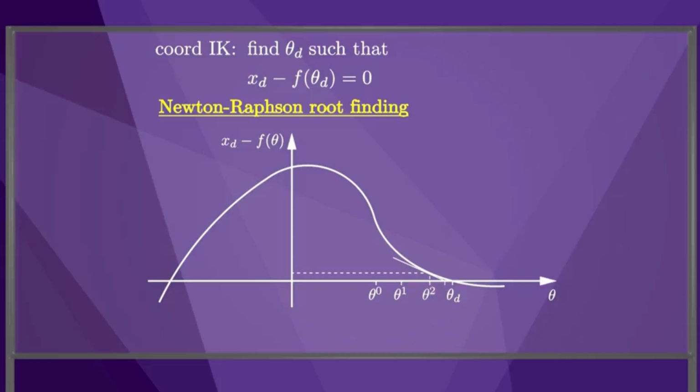If our initial guess theta 0 had been to the left of the plateau in the function xd minus f of theta, then the iterative process may have converged to the root on the left. In general, the initial guess should be close to a solution to ensure that the process converges. If the initial guess were near the top of the plateau, the calculated slope would have been small and the next iteration would be far away, where it may be difficult to converge to a solution.